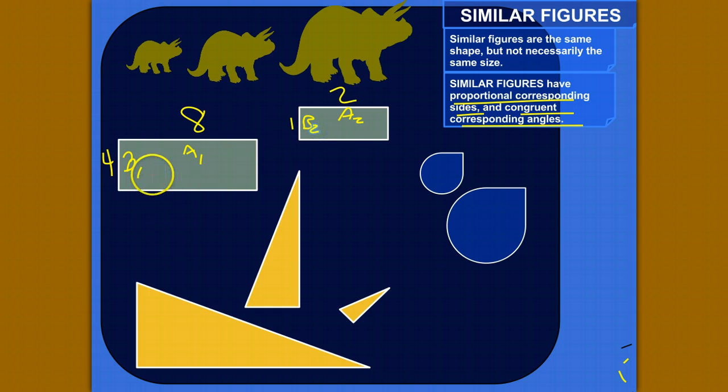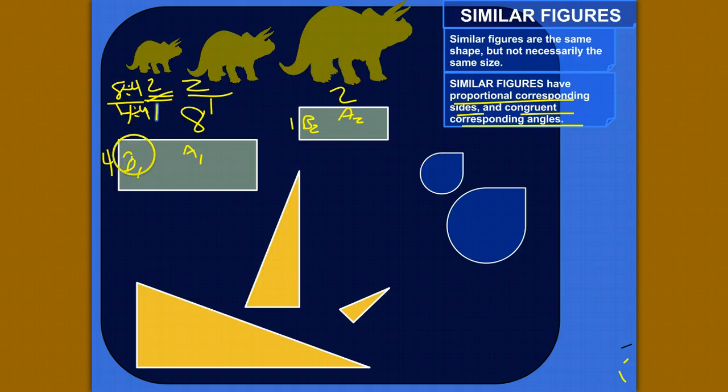So the ratio of A1 to B1 is 8 to 4, and that's proportional to the ratio of A2 to B2, 2 to 1. Proportional meaning if you reduce everything, they'll have the same value. So is 8 over 4 the same as 2 over 1? Yeah, you could divide both of these by 4. 8 divided by 4 is 2. 4 divided by 4 is 1. 2 over 1 equals 2 over 1. Yes.